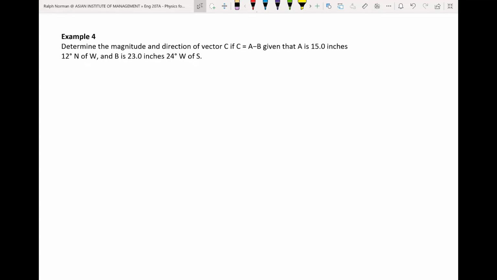We have here we're being asked determine the magnitude and the direction ng vector C such that vector C is equal to the difference between vectors A and B. And A is 15 inches, 12 degrees north of west. So north of west, you have an idea now where it is. So it lies in the, before I proceed, where does it lie? Where does 15 inches, 12 degrees north of west lies pala? Which quadrant? Any idea, guys?